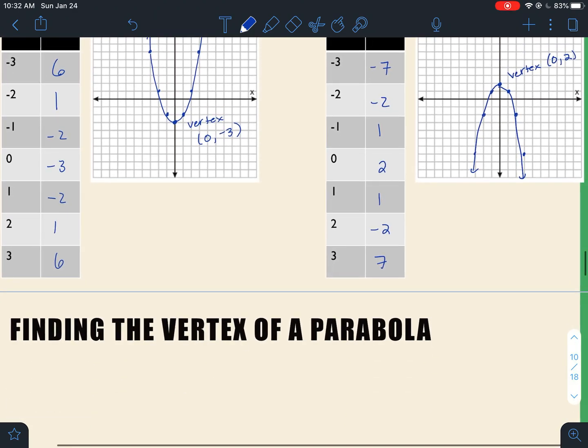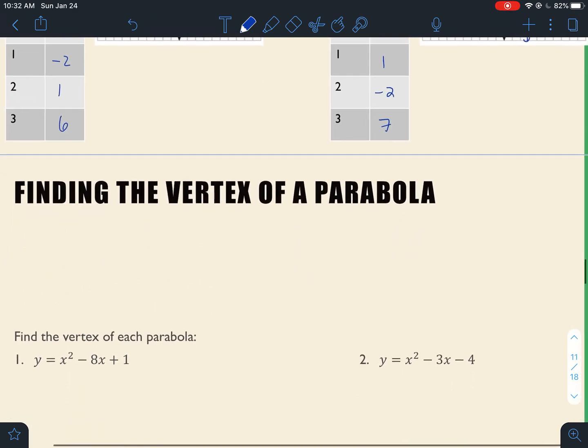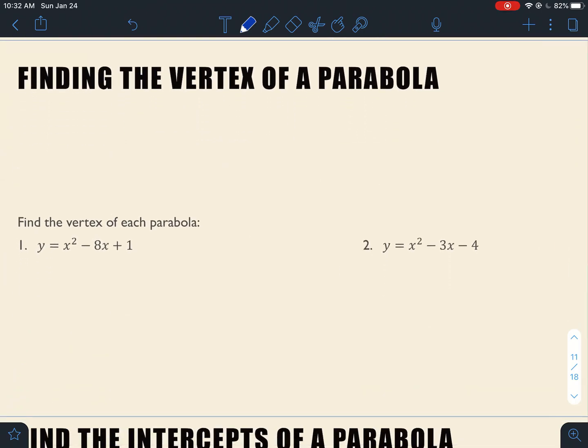All right, so how do we find the vertex of a parabola without having to graph it? Well, there's a formula to find the vertex of a parabola. So you remember the quadratic formula?